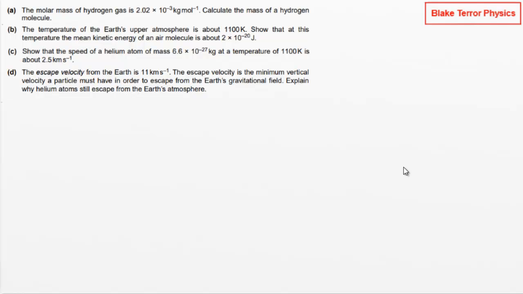Hello, I'm back with a few more thermodynamics questions. It looks as though this first one's going to be all calculations, so that should be pretty straightforward. Normally the calculations are the easy bit.